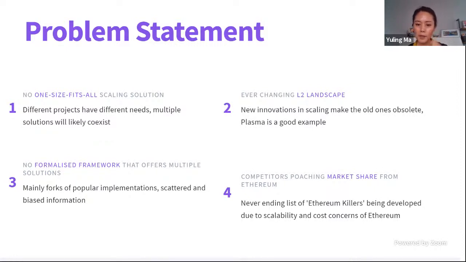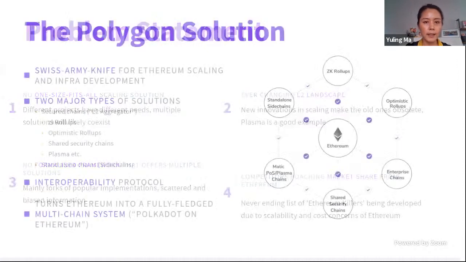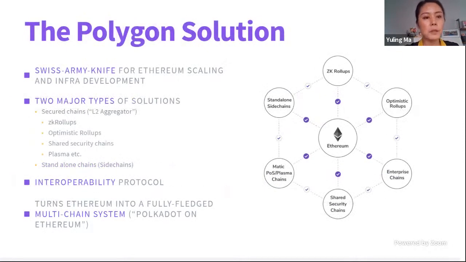And then, of course, there are so-called Ethereum killers that are constantly trying to take resources away from Ethereum, right? And of course, they also offer their own scaling solutions and stuff like that. So that is the current situation that we're facing in terms of scaling. And so what is Polygon's solution to those problem statements?